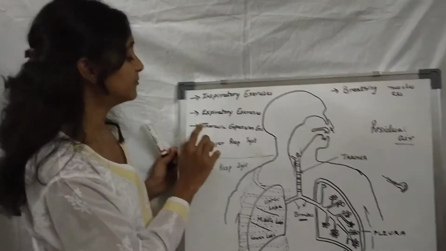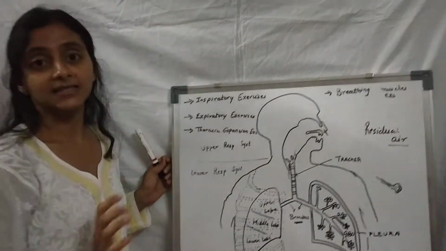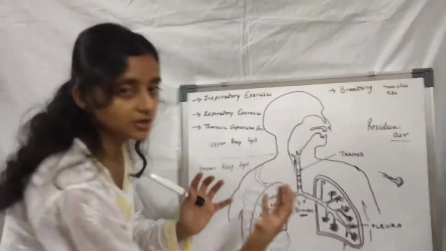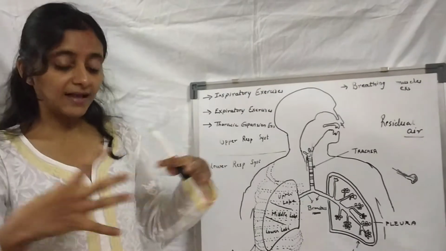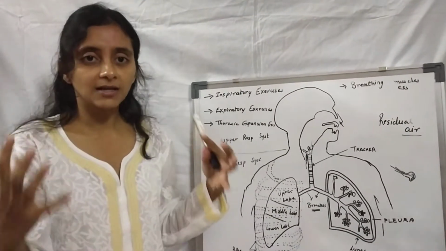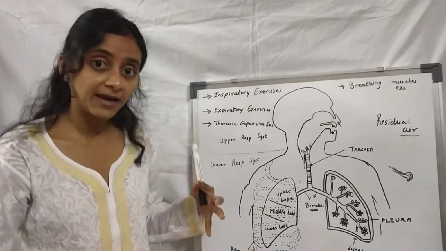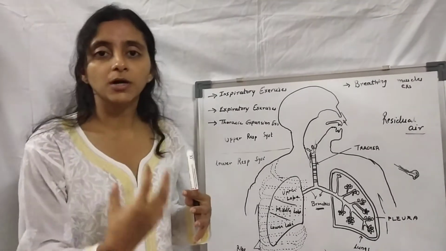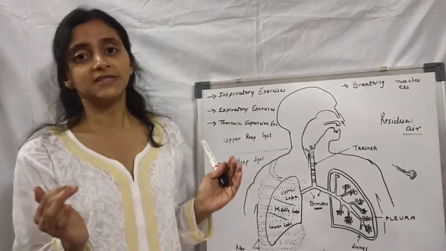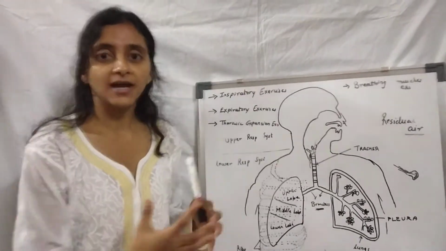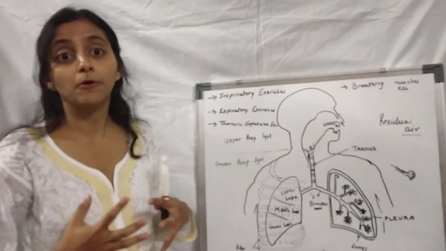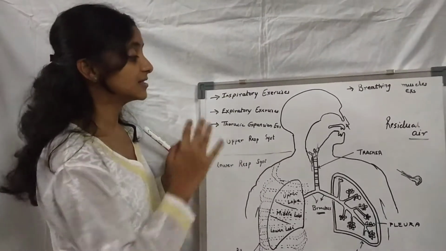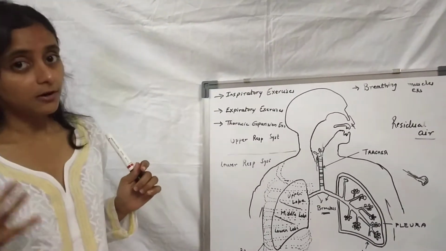Then we will be dealing with very important thoracic expansion exercises, where we will be dealing with the rib cage. How do you make the resistance of the rib cage a little less, and how do you expand the rib cage so your lungs can expand? Many a times we just go on working on the lungs and the rib cage itself is tight. So no matter how much you're trying to expand, the lungs won't expand if your rib cage doesn't expand along with it. So thoracic expansion exercises will be dealing with your rib cage.